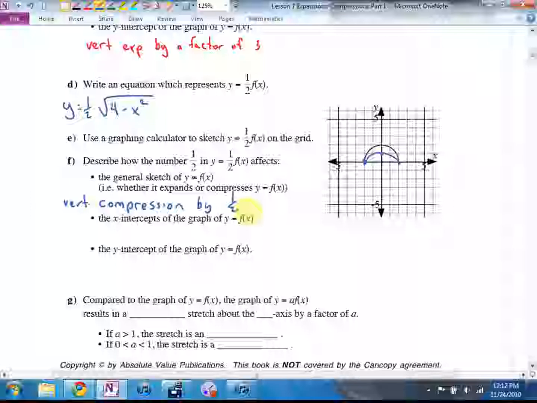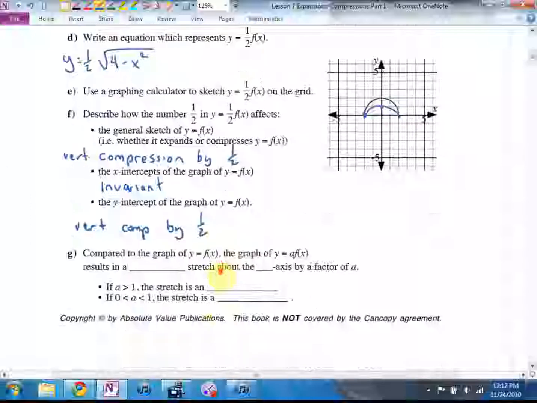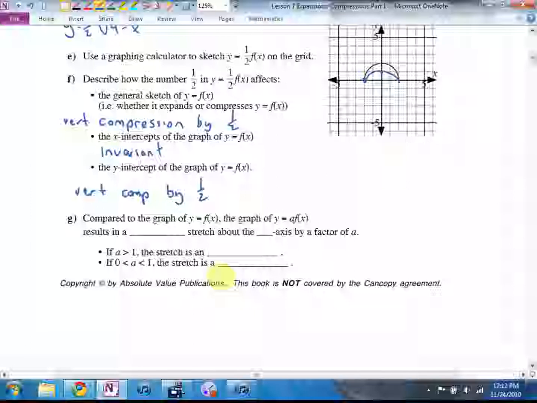What happens to the x-intercept? Once again, invariant. What happens to the y-intercept? Again, vertical compression by 1/2. Okay. We're going to come back to G in a second, but we're going to turn the page first.